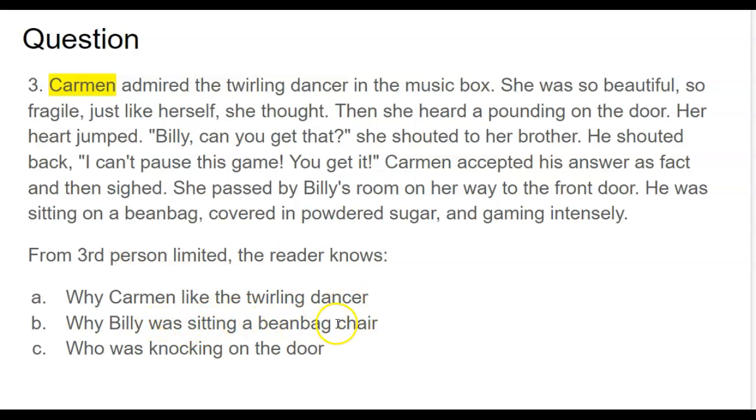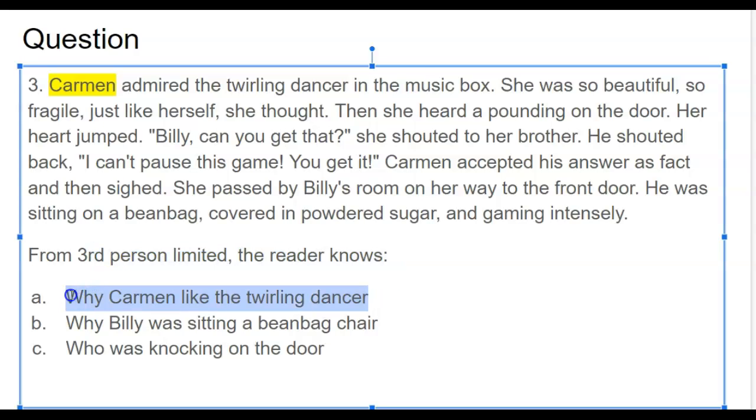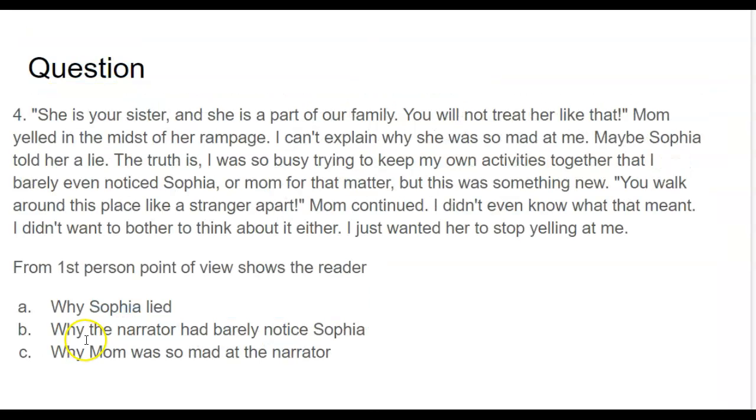Why Billy was sitting on a beanbag chair? Does it really express why he's sitting on a beanbag chair? No, it just says he's sitting on a beanbag chair, but we don't know why he's sitting there. Or does she know who was knocking at the door? Did she answer the door and see who it was? No. So this would be our answer right here. Why Carmen liked the twirling dancers. Okay, you're going to do question 4 on your own.